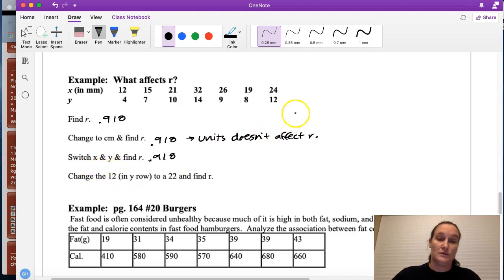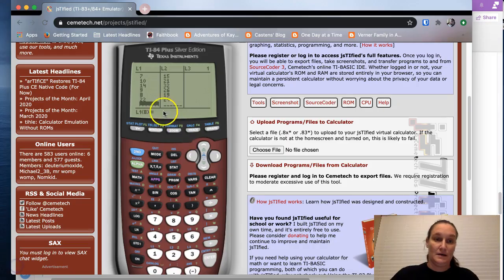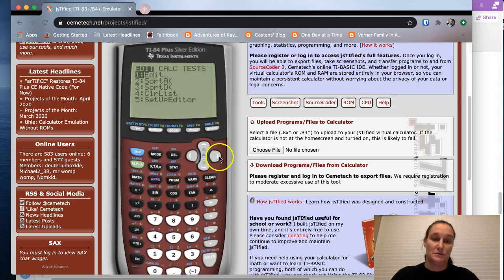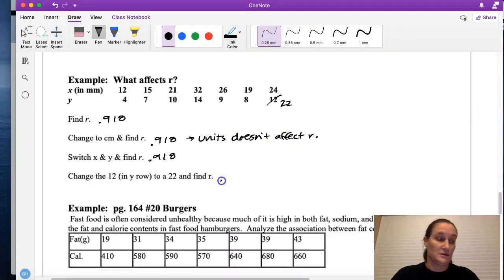Now change the 12 to a 22 and find R. So now I'm going to change that to a 20. Here I've kept the X and Y switched because we already know that doesn't matter, and I've changed the 12 to a 22. So then we're going to do it again, and we see now R has changed. Of course, if we change one of the numbers, it's going to change. I think that was 0.627.